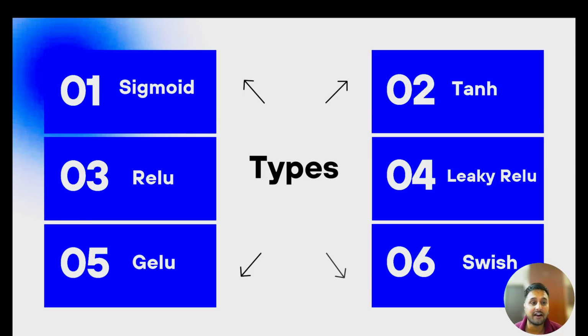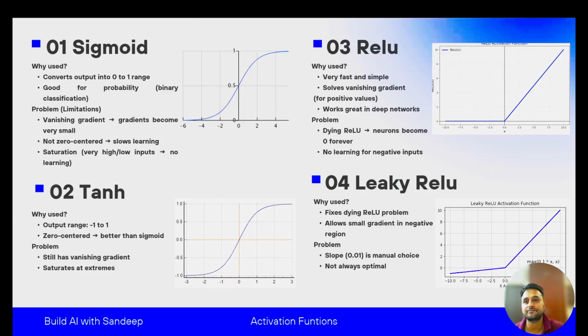ReLU came into the picture, Leaky ReLU came into the picture, and the agenda of today's video is to understand how researchers were able to train transformer-based language models with more than 12 layers. GELU and Swish are the two activation functions that help in doing this task. So let's understand each activation function one by one.